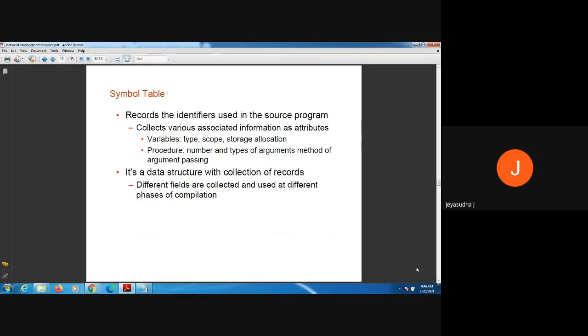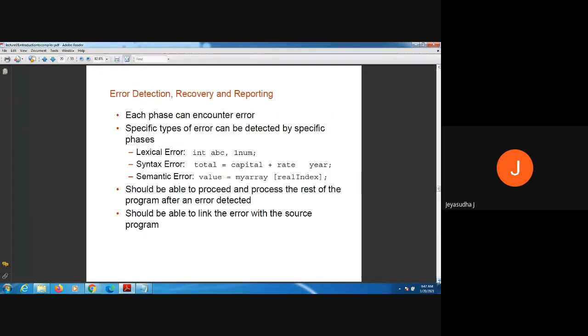As I said, the symbol table is common for all the phases. Without a symbol table, you cannot do anything. All these temporary storage parts will be done in the symbol table. It is just a data structure. You're going to collect all the records from all these phases. Okay, with this, I will just finish it.